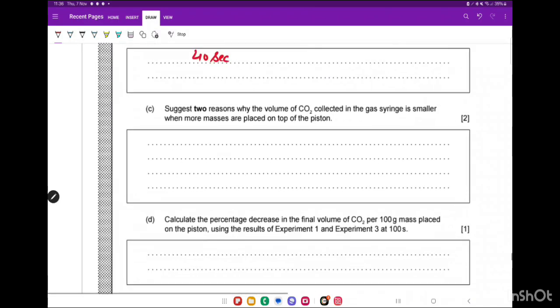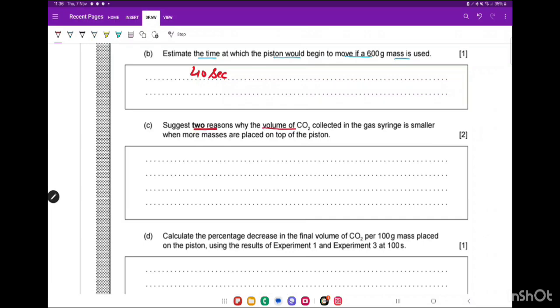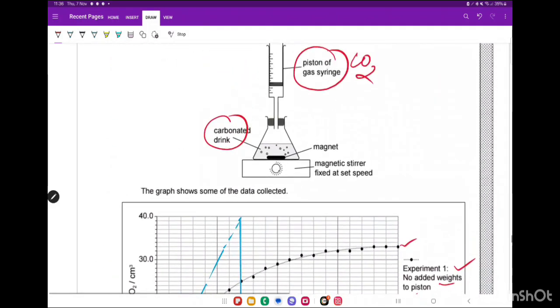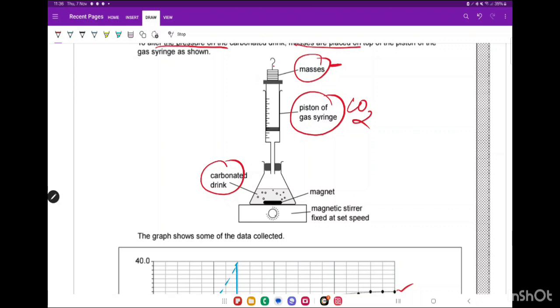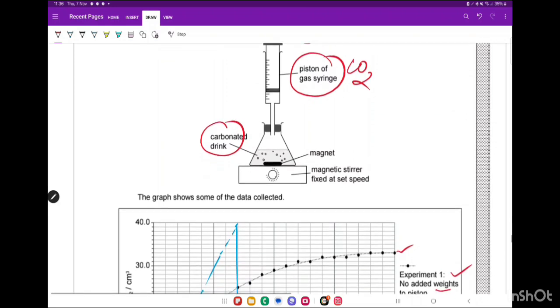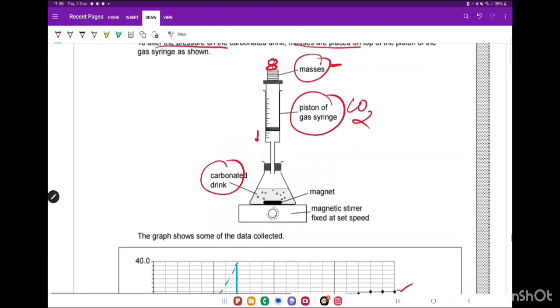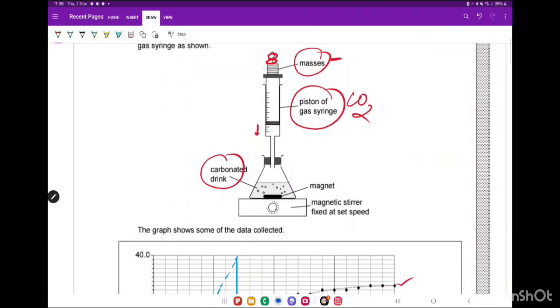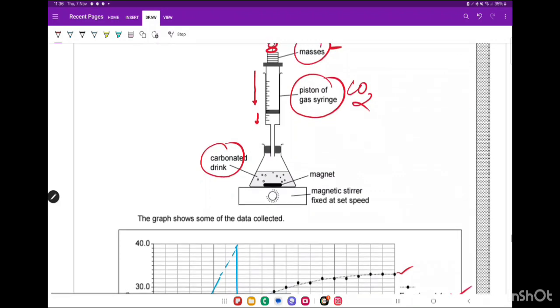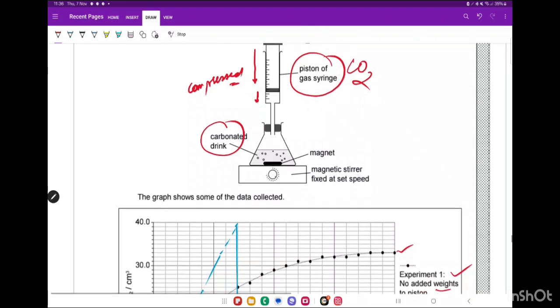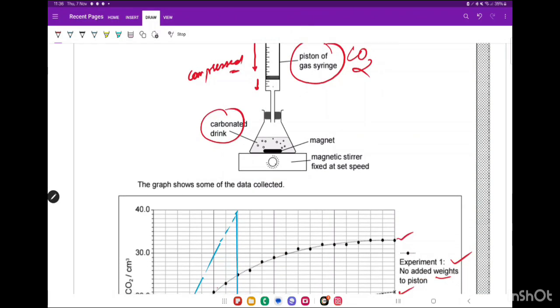Okay. Next, suggest 2 reasons why the volume of CO2 collected in the gas syringe is smaller when more mass is placed on top of the piston. So the question says, if you increase more and more mass here, the volume of the gas collected will be smaller. Why does this happen? Because if I increase the mass on the piston, it will apply more force on the gas. The gas will be compressed. At the higher pressure, the volume will decrease. Along with it, when we apply force here, the CO2 gas goes back and starts dissolving in the drink.